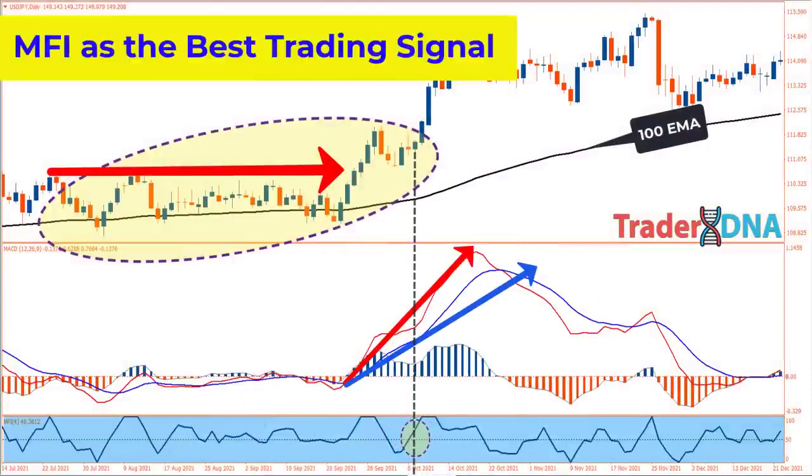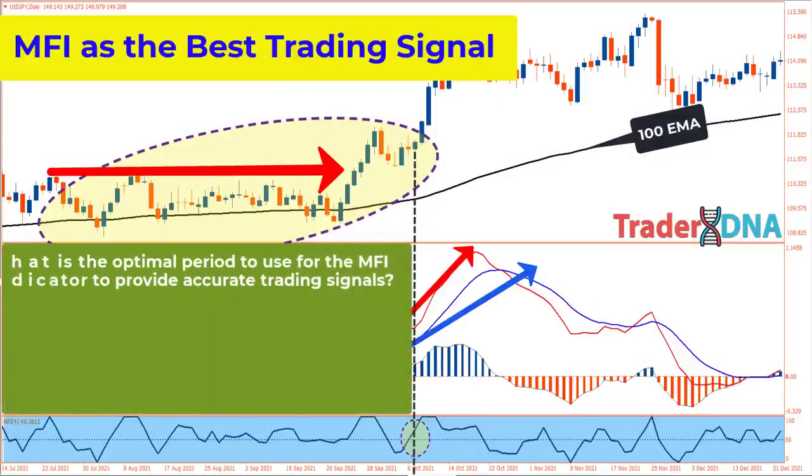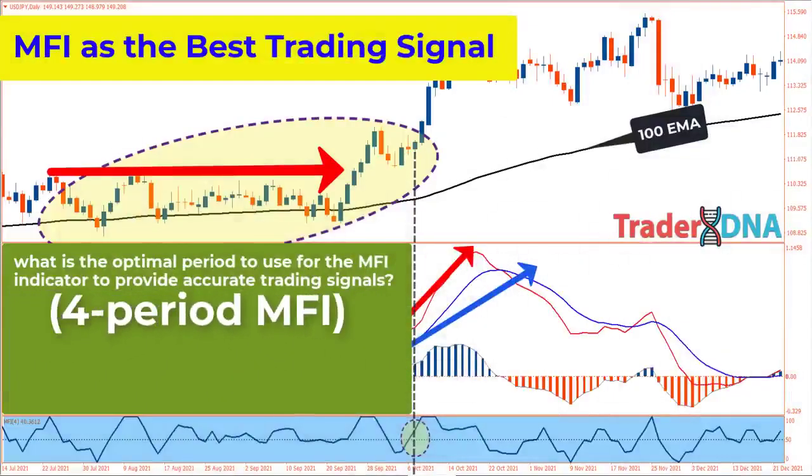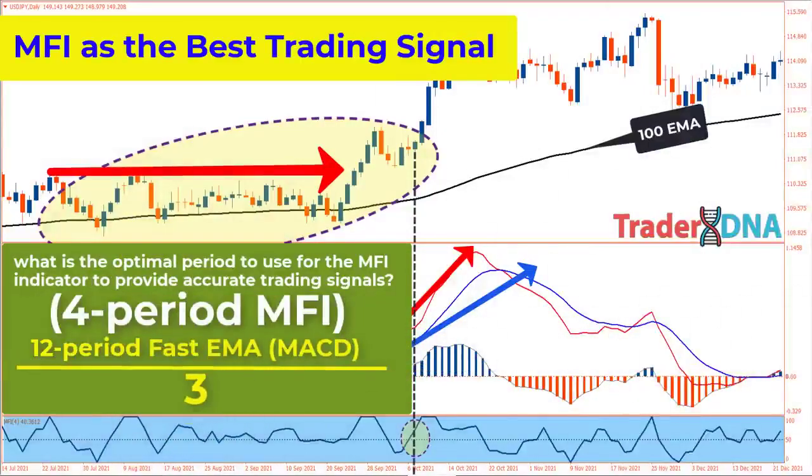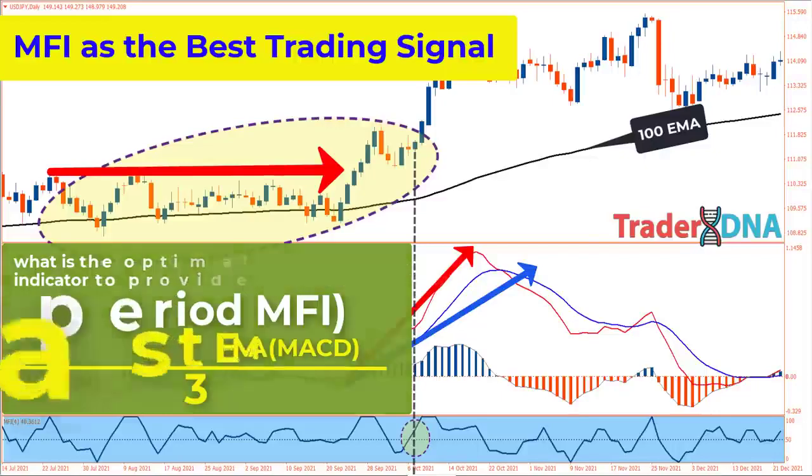Now, the question arises. What is the optimal period to use for the MFI indicator to provide accurate trading signals? The answer is a 4-period setting. We derive this number from dividing the 12-period fast EMA of the MACD by 3. We choose 3 as the divisor because, in our observations, the market tends to experience trend changes approximately 3 times in a single day. Furthermore, we have noticed that this trend shift tends to occur about 3 times in a week. However, if you have a different perspective on the number of trend movements, you can use a value that aligns with your observations. So, how do we go about opening positions using the MFI indicator?